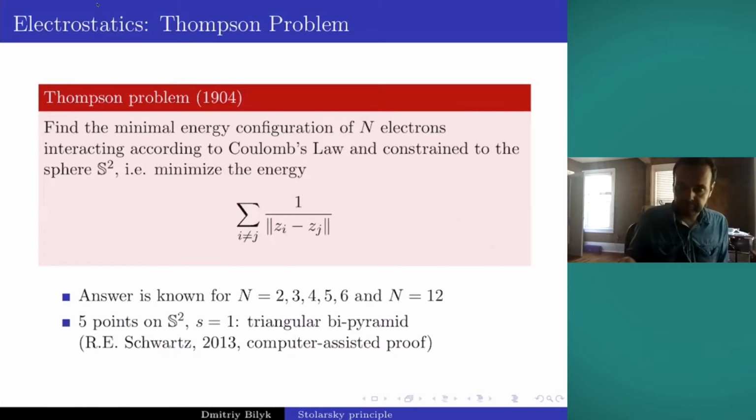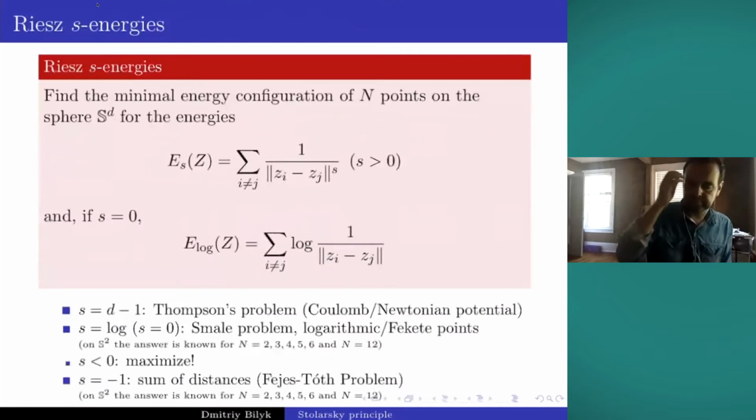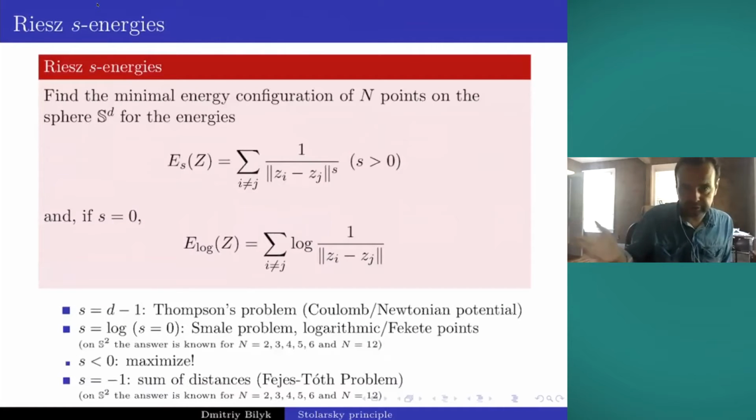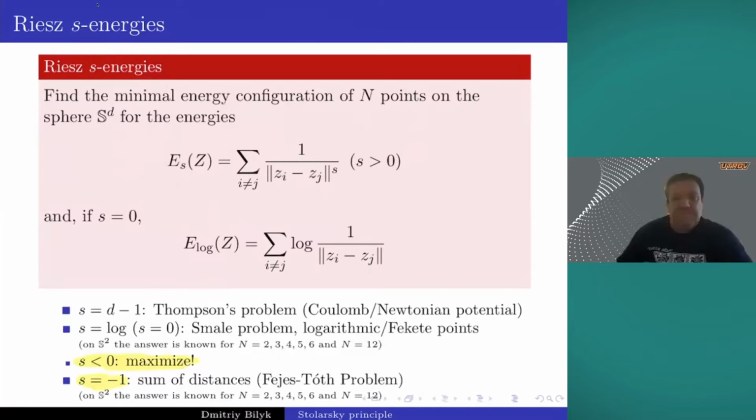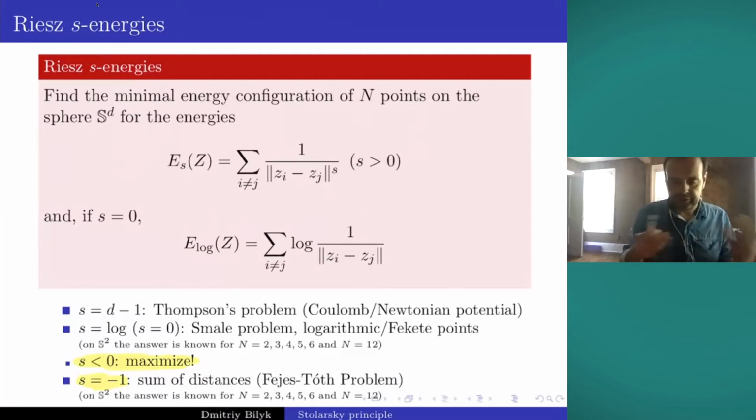Okay, and for the Thompson problem, you can also generalize this to Riesz s-energies. You can consider other powers. What will be interesting for us here is that you can also consider negative values of s, in which case you will have to maximize the energy rather than minimize. And when s is equal to -1, you get the sum of Euclidean distances. All right. And in that case, actually, you don't have any singularities, so things are good. Okay. So this is the basic setup for energy.